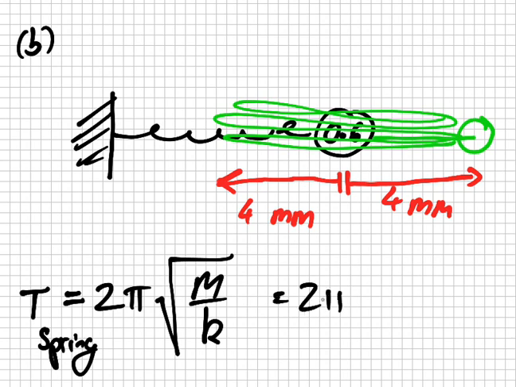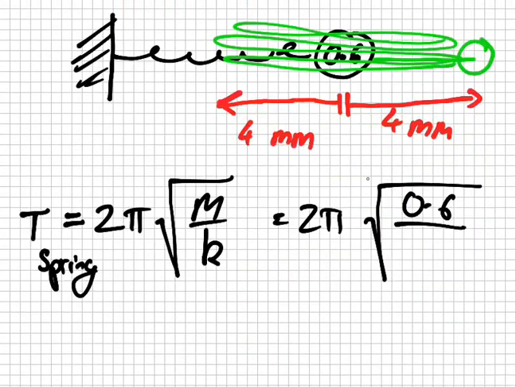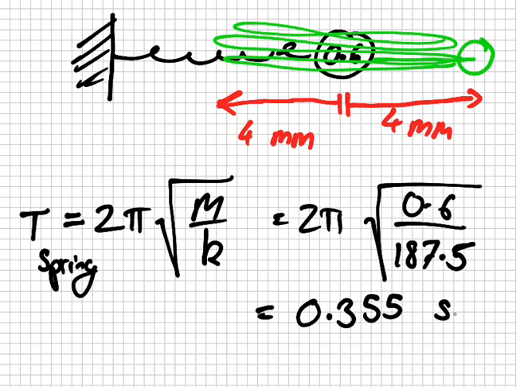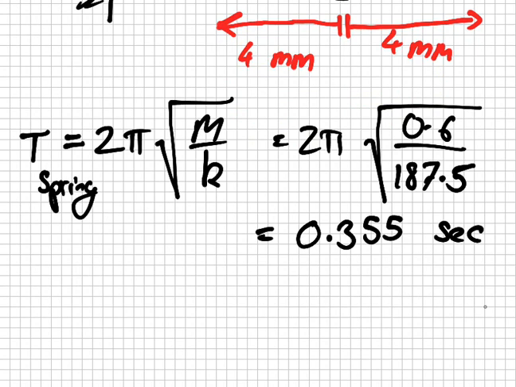So we know all these numbers, don't we? What did I get for the K? It was 187.5. So the period is 0.355 seconds.